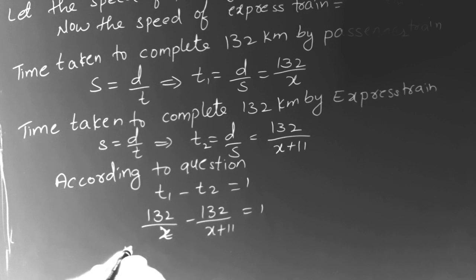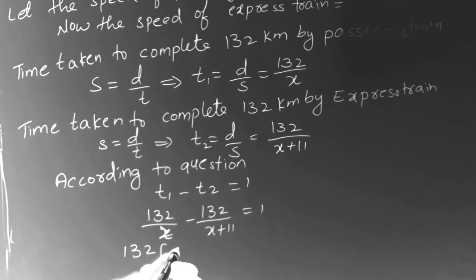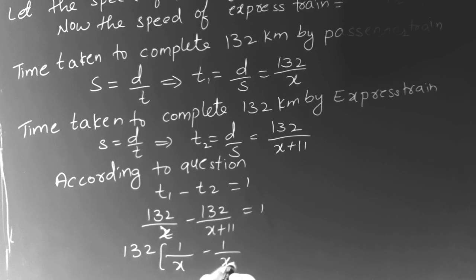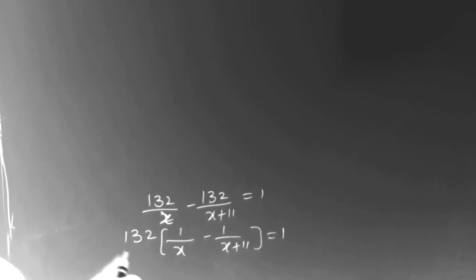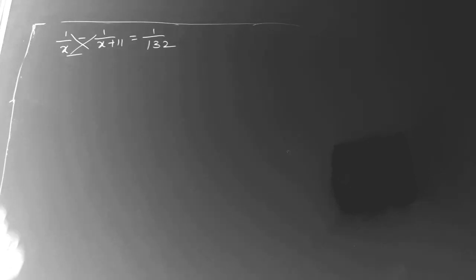Just take 132 common here. Remaining will be 1 by x minus 1 by x plus 11, that is equal to 1. Here 132 is in multiplication, so it goes to division. So that is 1 by x minus 1 by x plus 11 equal to 1 by 132. So here just use cross multiplication and solve these two fractions.